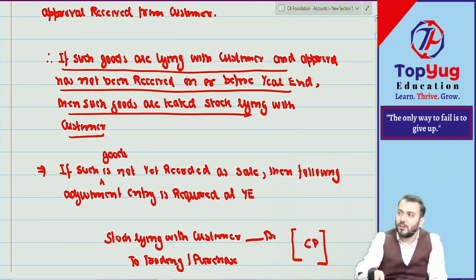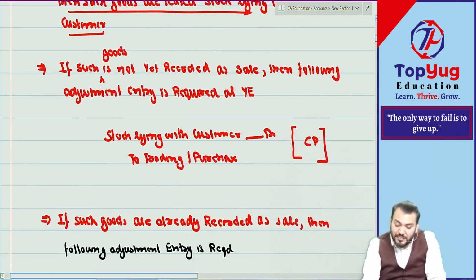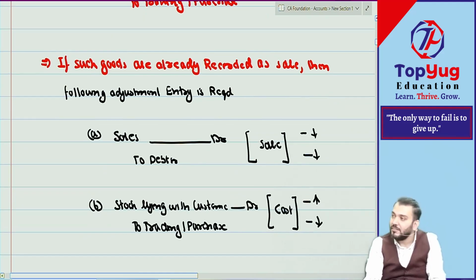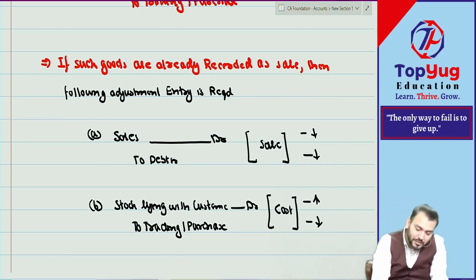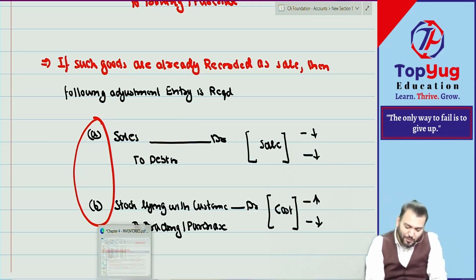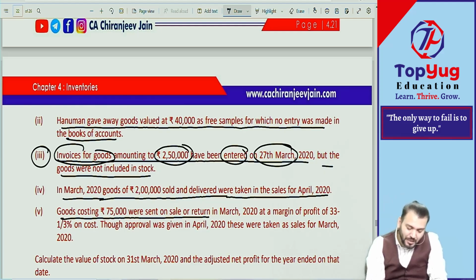Means it becomes our stock lying with customer. So we'll pass stock with customer to trading account or purchase account. Remember. And if it is recorded as sale, then first reverse sale and then pass this journal entry. Reverse sales, sales to debtor, and then stock to trading account. Remember? However, a detailed discussion will be done in one small chapter, sales on approval basis. But I hope you have understood.